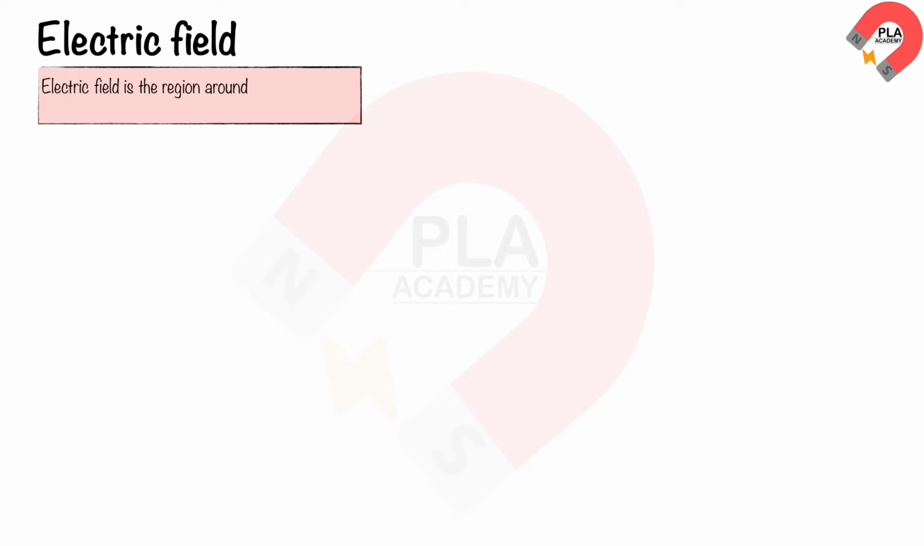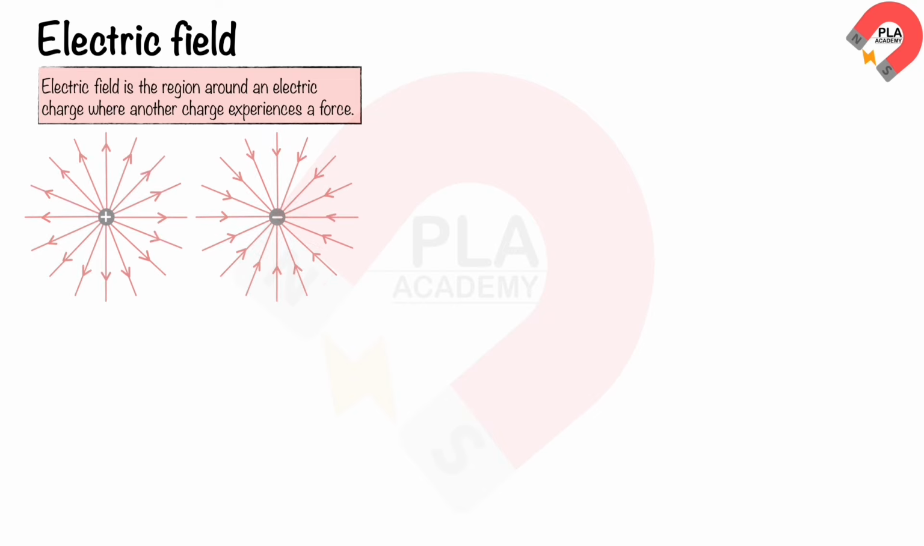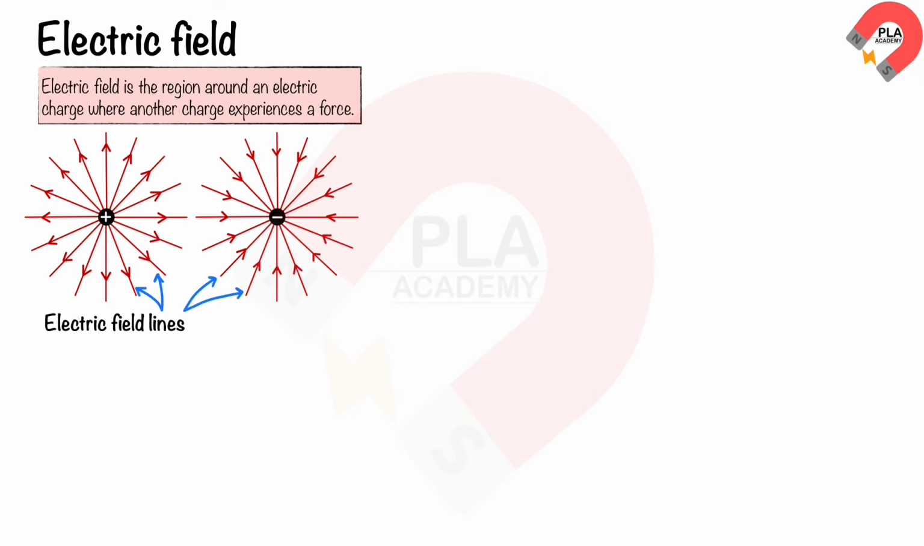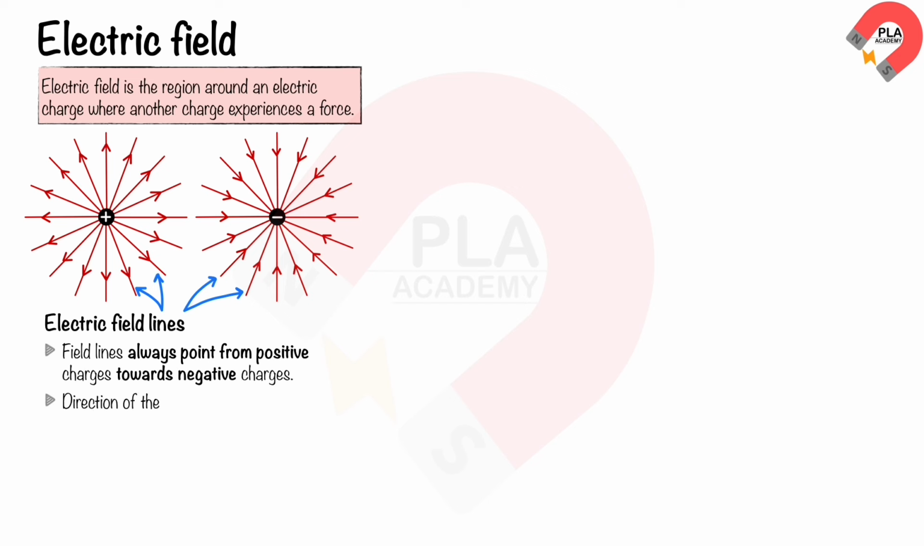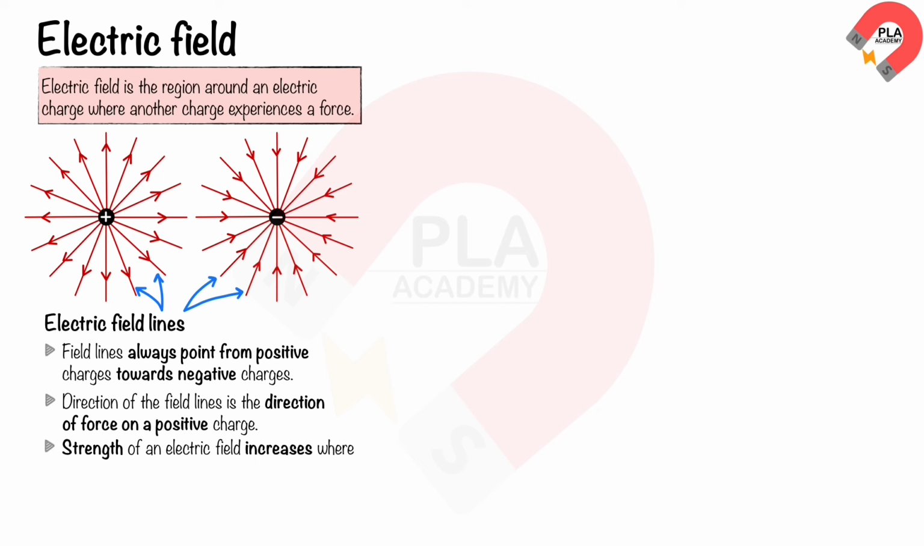Electric fields. An electric field is the region around an electric charge where another charge experiences a force. This can be shown by electric field lines. Field lines always point away from positive charges towards negative charges. The direction of the field lines in an electric field is the direction of the force on a positive charge. The strength of an electric field increases where the field lines are close together and decreases where the field lines are far apart. The field lines cannot cross each other.